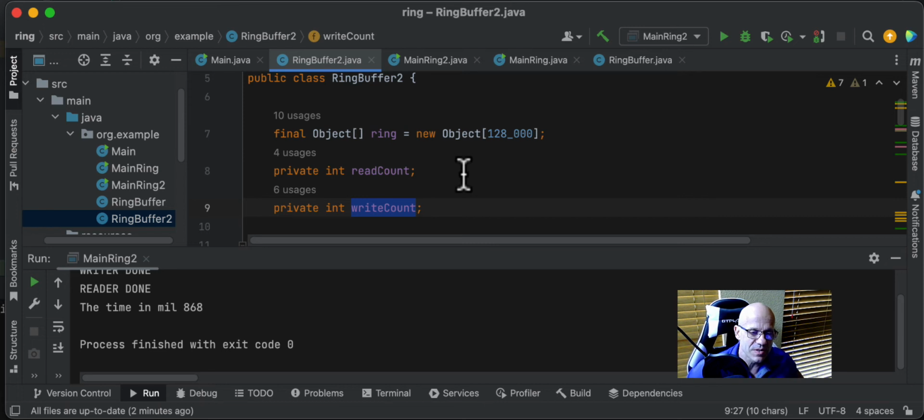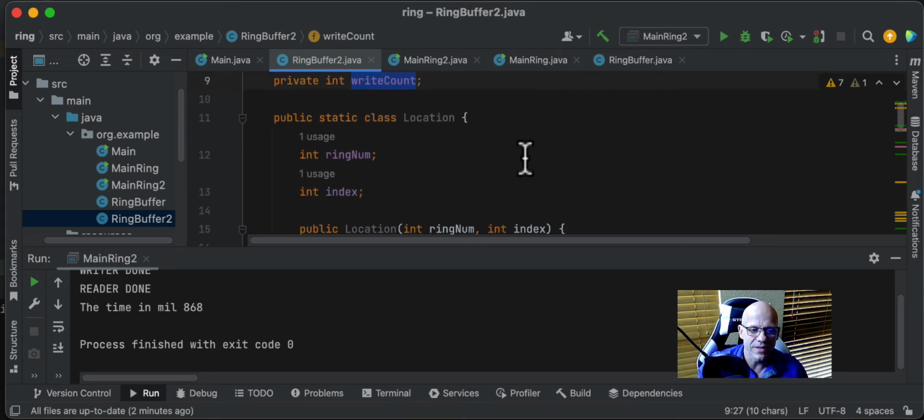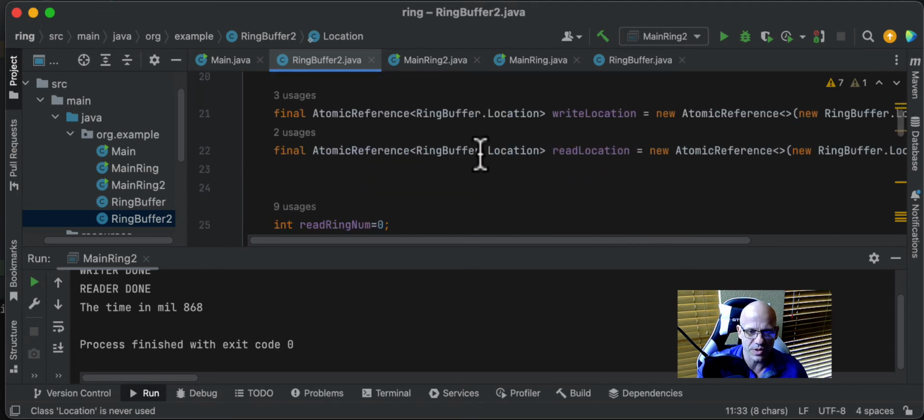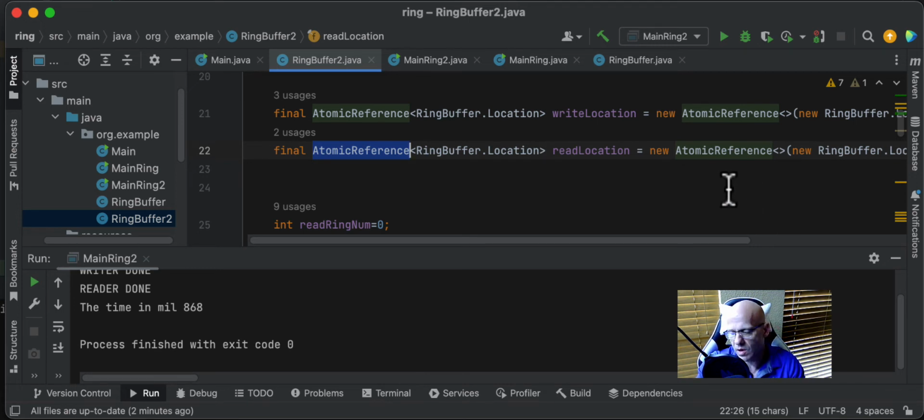And what that means is these atomic references that we have, remember we had this location that stores a ring number and an index, and then we store those locations for the write location and the read location in this atomic reference. Well, that atomic reference now doesn't have to be accessed except when we run out of the counts. So we calculate the distance to the read or the write, and then we only update the atomic reference if our count is 0, or just periodically. I'll show you.